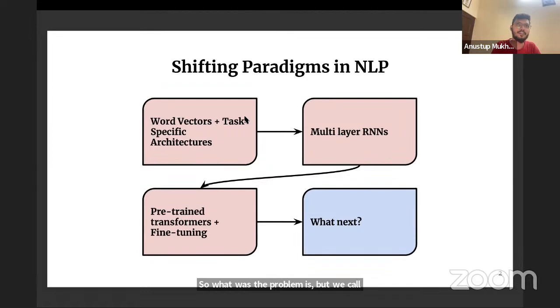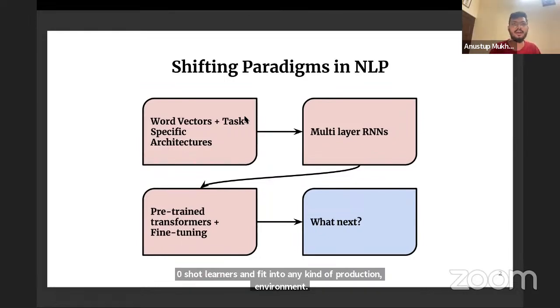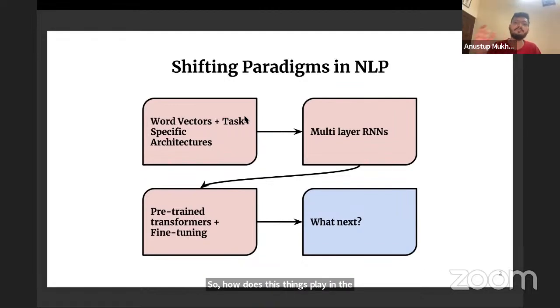If you go to the trivial paradigm of these NLP architectures, what we call graphical learning, or when we speak about graphical neural nets, they play a very important role for robust, scalable NLP engines. When we speak about zero-shot learners as well, if you are dealing with any kind of entailment problem or simple text classification, you can easily use zero-shot learners and fit them into any kind of production environment. So how do these things play in the backend? They have a complete graphical architecture that actually plays.